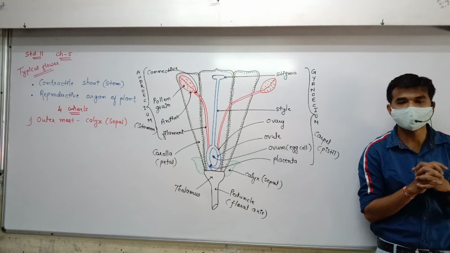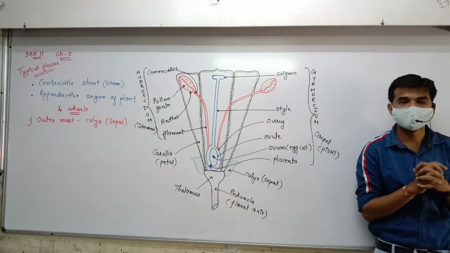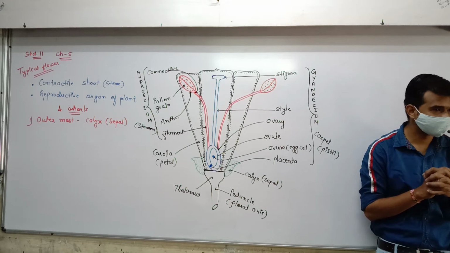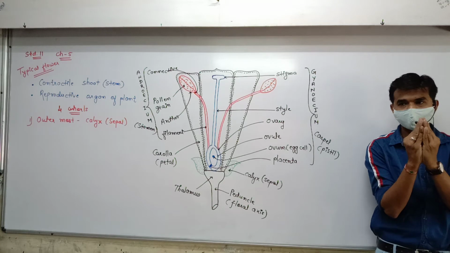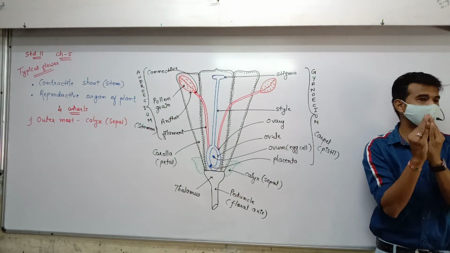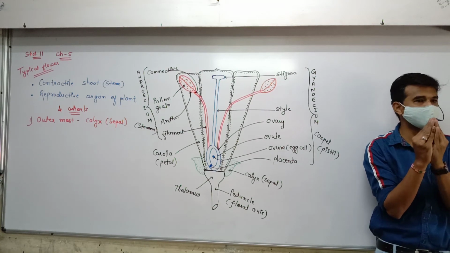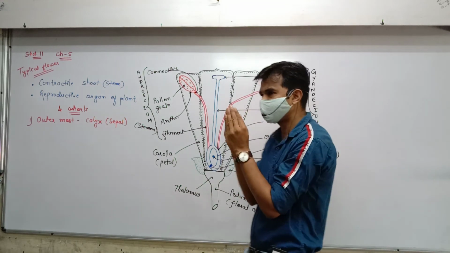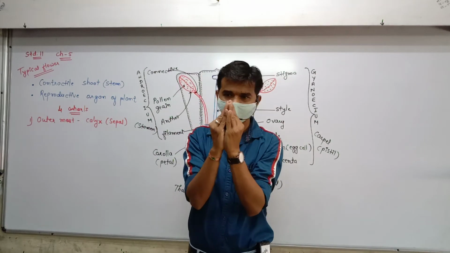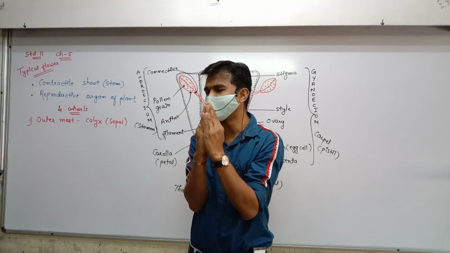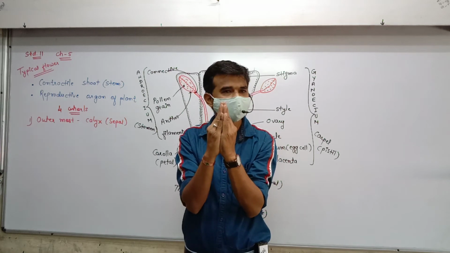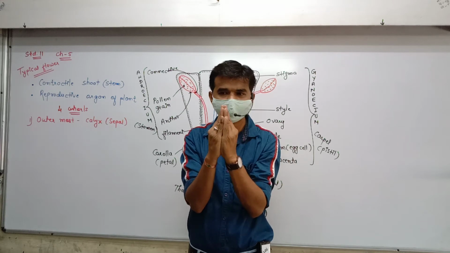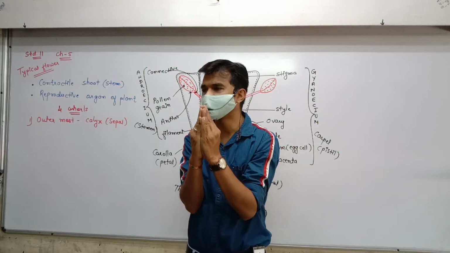Calyx protects other walls of the flower in bud form. If you know, each and every flower is in the initiated stage in the bud form, and this bud form is maintained by the calyx. So many sepals are united together and form the calyx, and in this calyx, corolla, androecium and gynoecium, these 3 walls are protected.